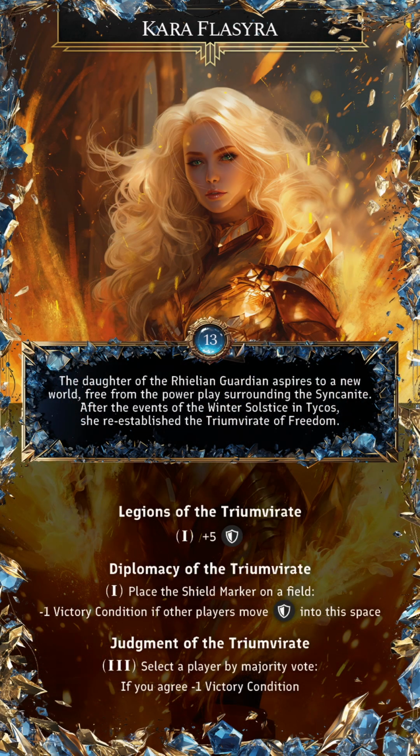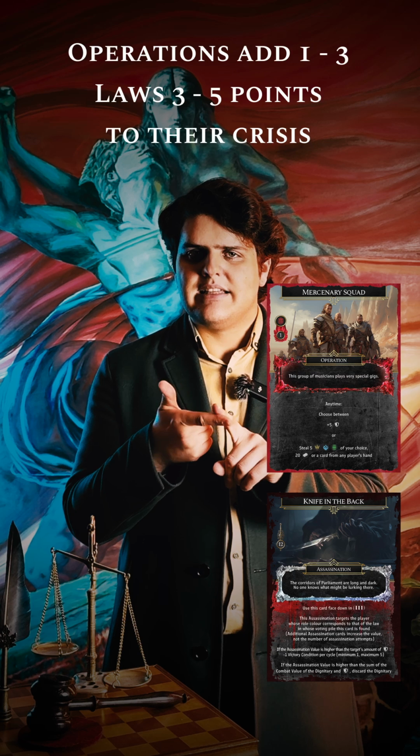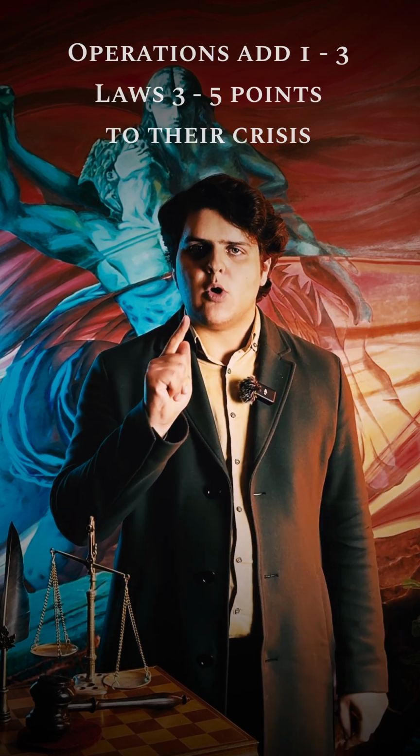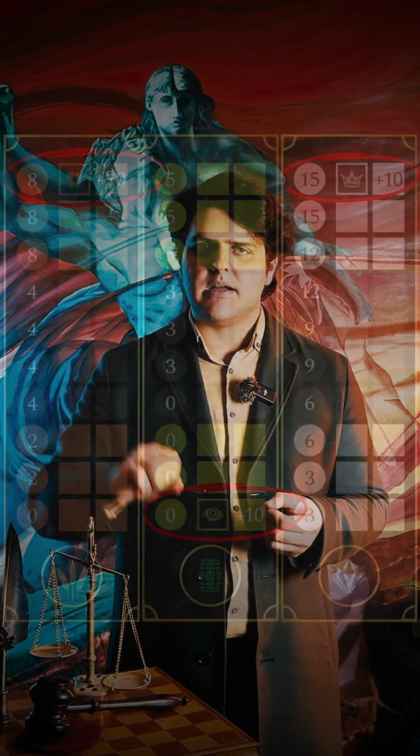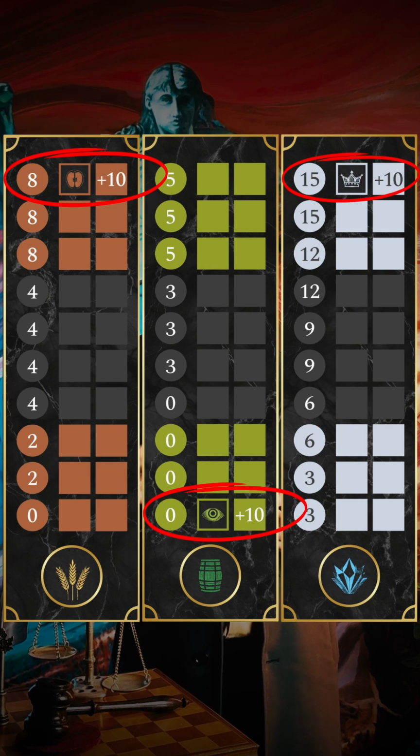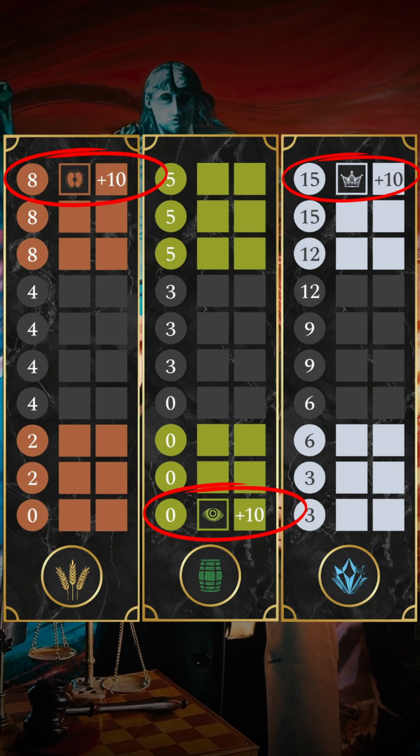Additionally, we need to briefly talk about dignitaries. A player is allowed to have a maximum of 1 dignitary. So if they acquire a new one, they must discard the previous one. And another small tip, you not only have the option to raise the crisis value with laws and operation cards, but also with the markets if you completely empty a market. You have the ability to add 10 points to the crisis.